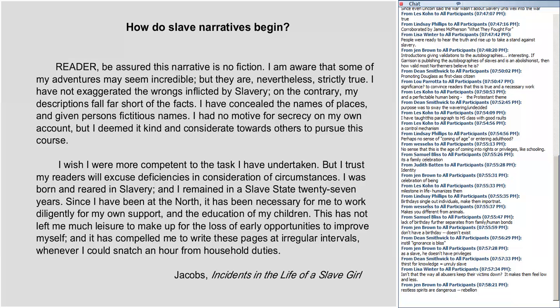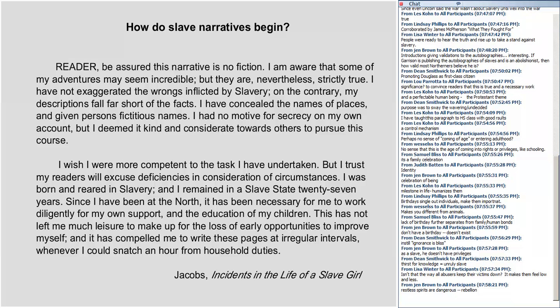So it's a tremendously complicated position to be in if you're a slave narrator and you start out knowing that your reader doesn't believe you and is just waiting for you to make some move, to make some statement, to show some emotion that will cause the reader to say, I knew I couldn't believe this. I don't believe that. It's completely false. It's all over. I'm not going to read anymore.